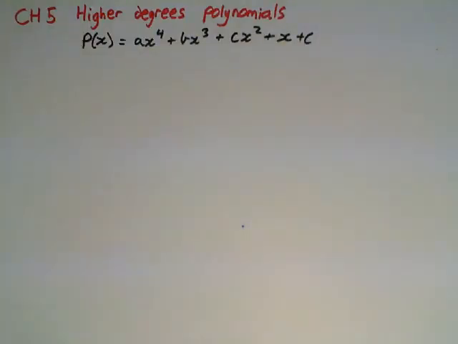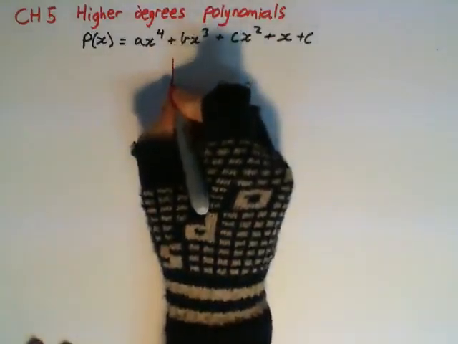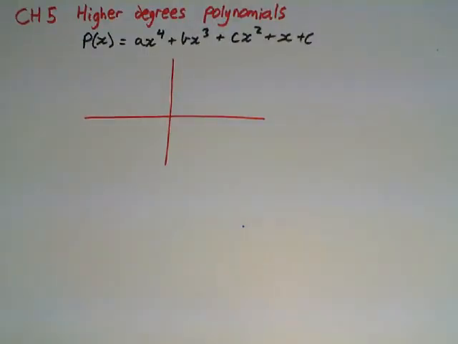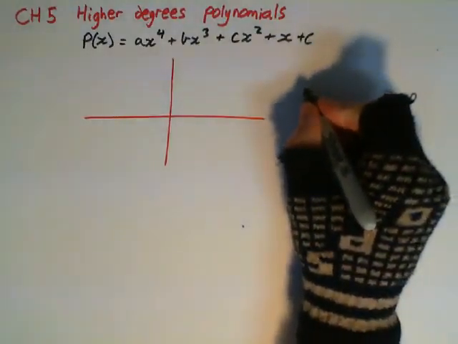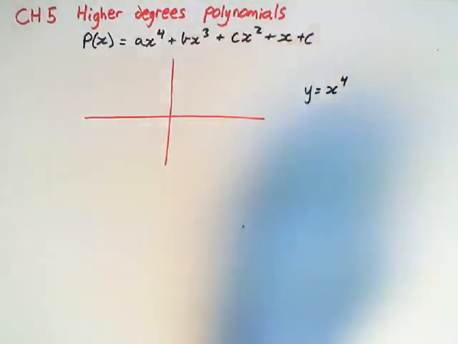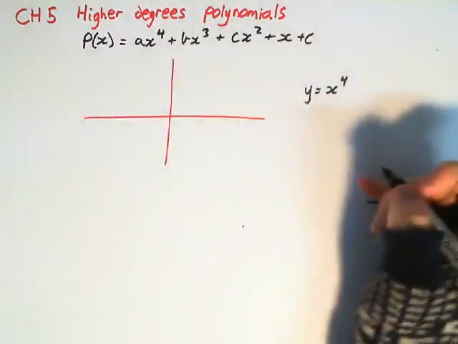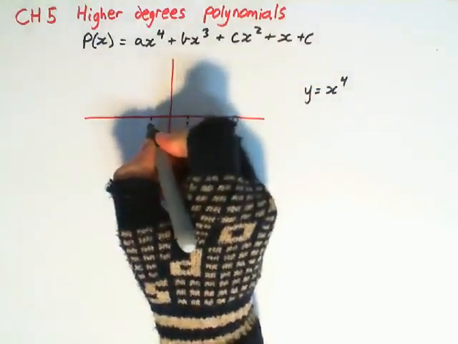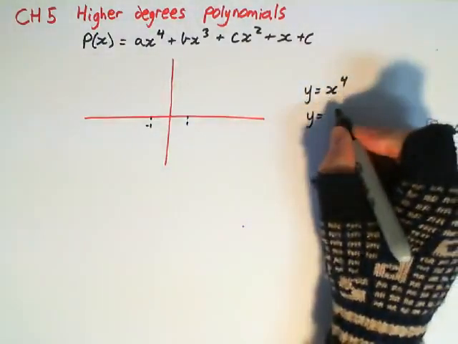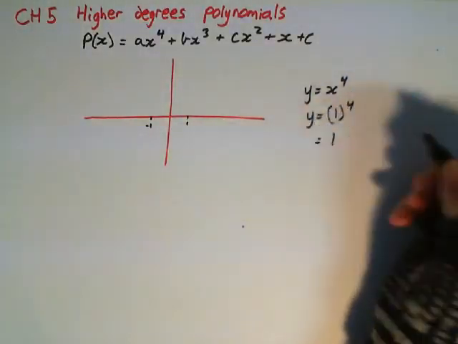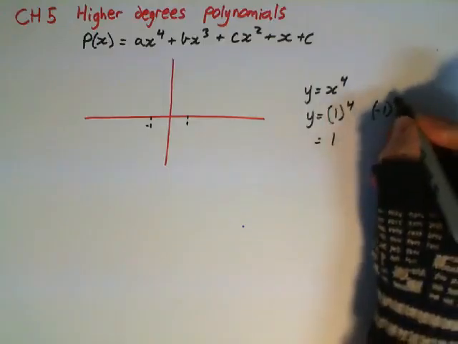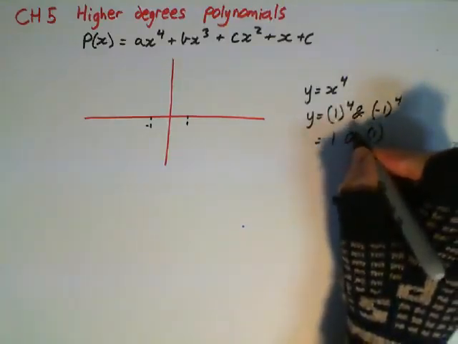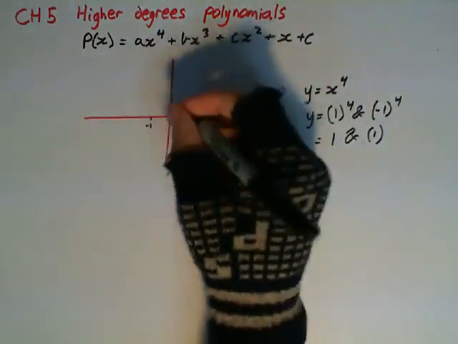Now, just going straight into it, we're going to have a look at the graph of x to the power of 4. So we've got our set of axes, and we're looking for y equals x to the power of 4. Okay, just some little points. Let's go when x equals 1, so 1 and minus 1. 1 to the power of 4 is going to be 1, and minus 1 to the power of 4 is also going to be 1. Okay, so there's our 2 points to start with.